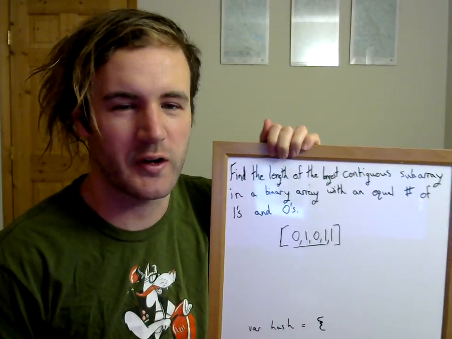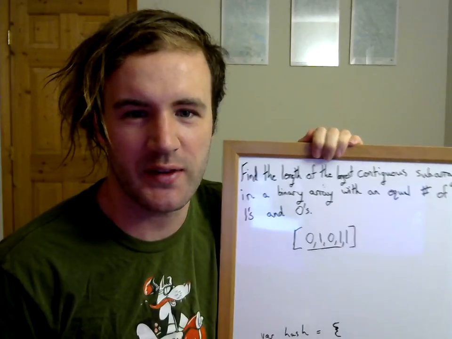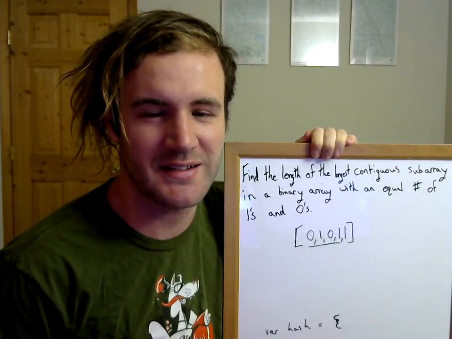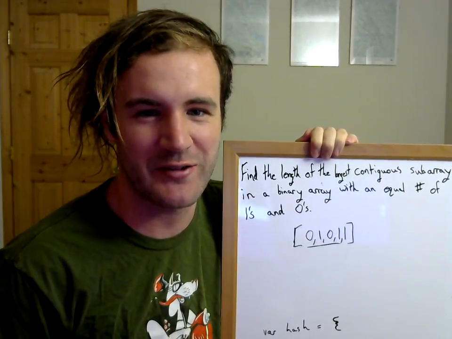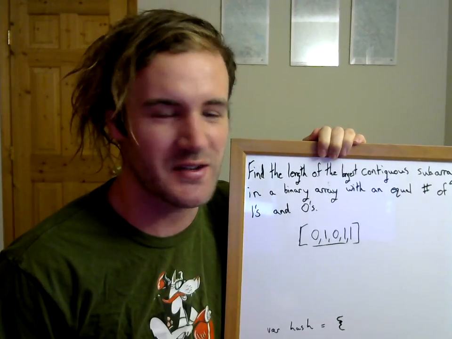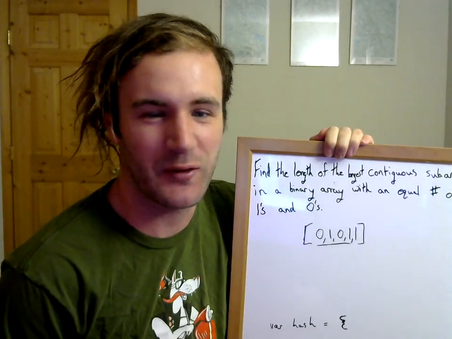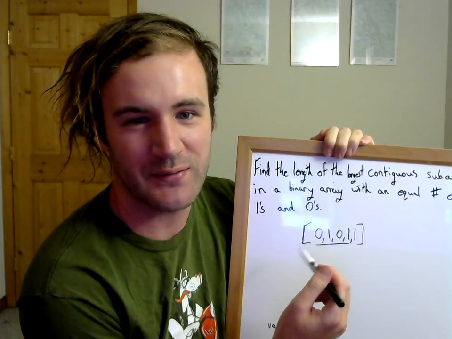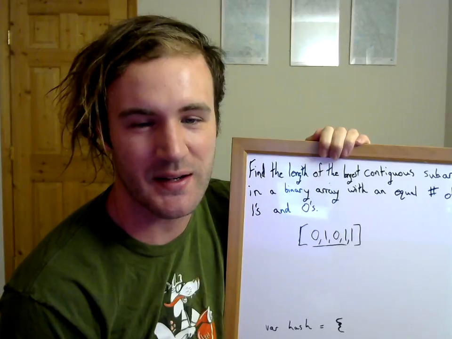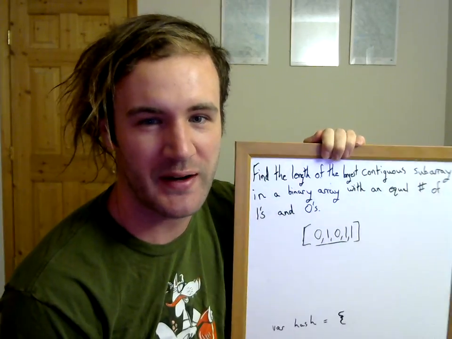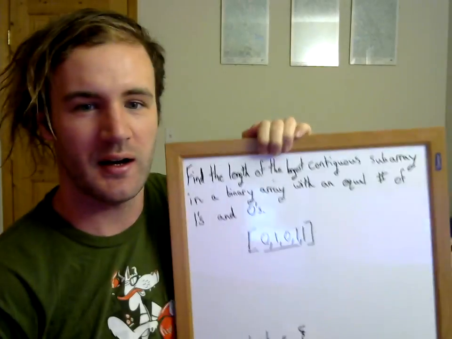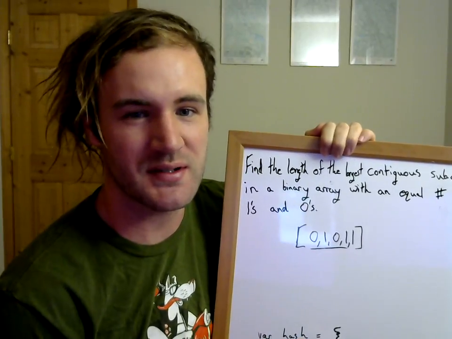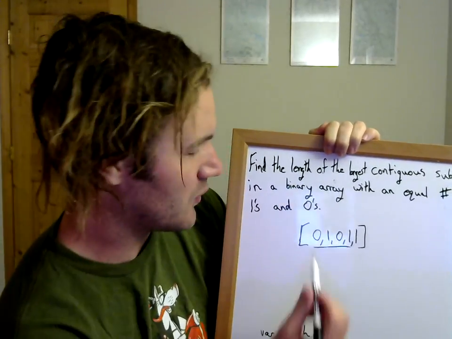Today we're going to go over a quick problem called find the length of the largest contiguous subarray in a binary array with an equal number of ones and zeros. Alright, that's a mouthful. Basically we've got this array here. It's going to have a whole bunch of zeros and ones in it, and we want to find a subarray with equal numbers of zeros and ones.